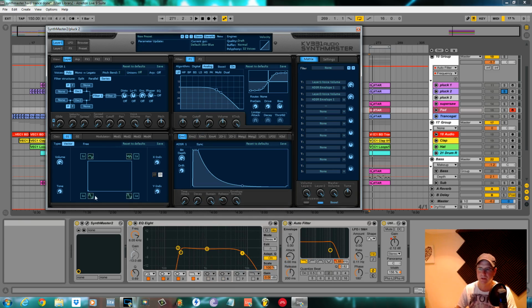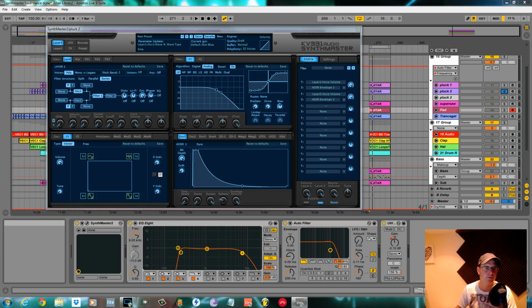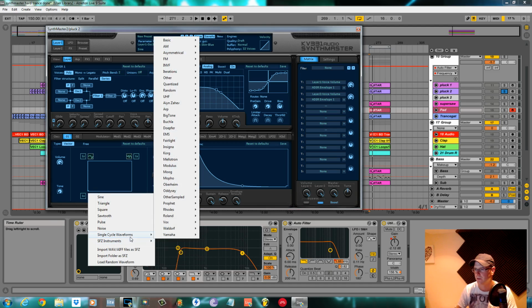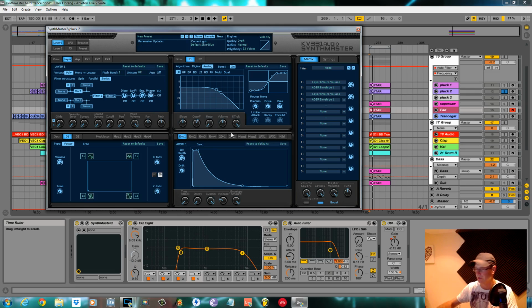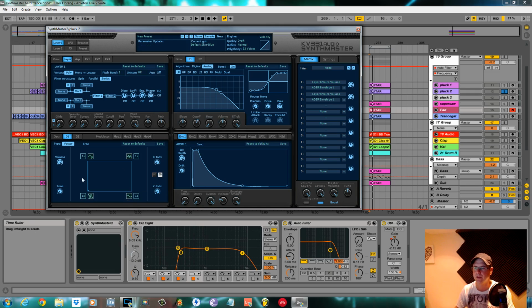This one down here I chose was another one of those single cycle waveforms. It was a Buchla modular 2. Well, I ain't got a clue what half of these are. I just chose them at random and kept playing around with them until I found one that I liked. This one is a simple triangle wave. So we've got all four of the waves set up.